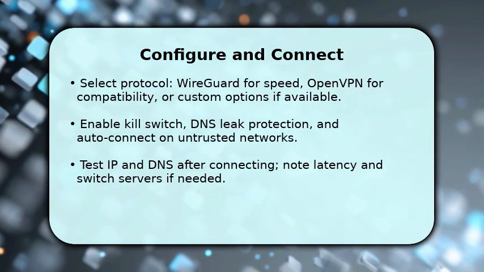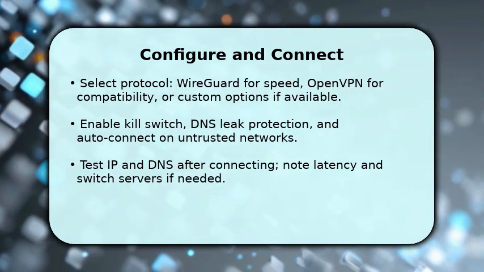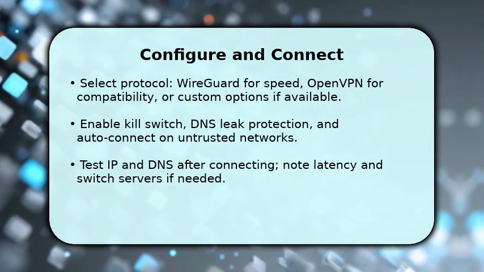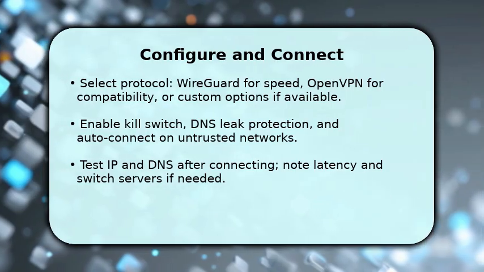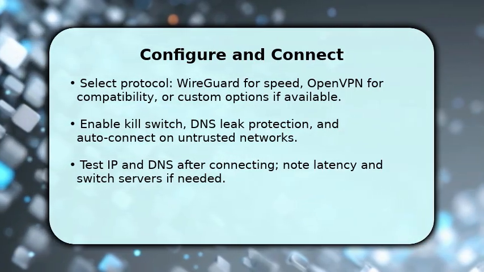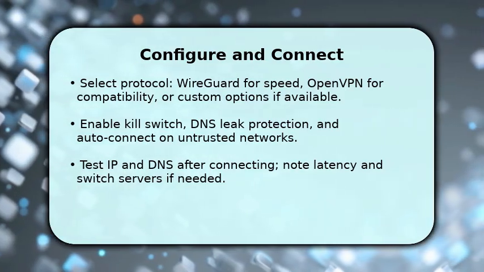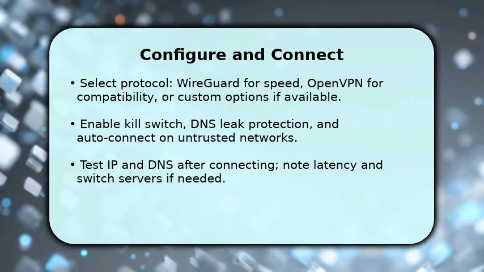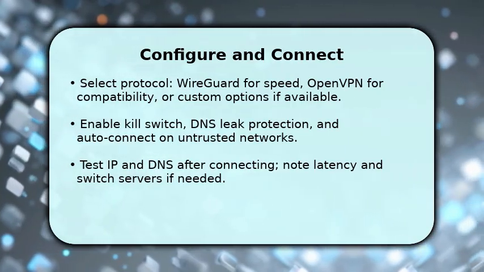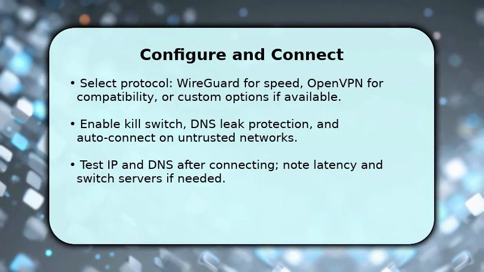Choose WireGuard for performance or OpenVPN for broad support. The why matters for speed versus compatibility. Enable the kill switch to block traffic on disconnect and turn on DNS leak protection so queries use the VPN provider's resolvers. Set AutoConnect for untrusted Wi-Fi to avoid accidental exposure.